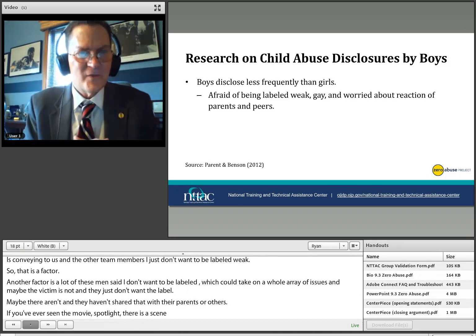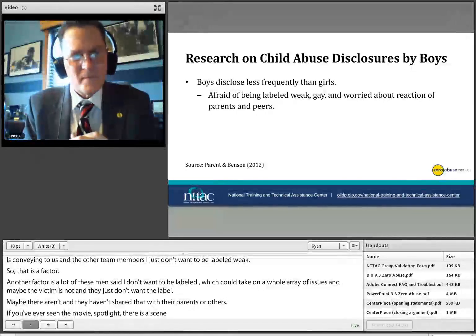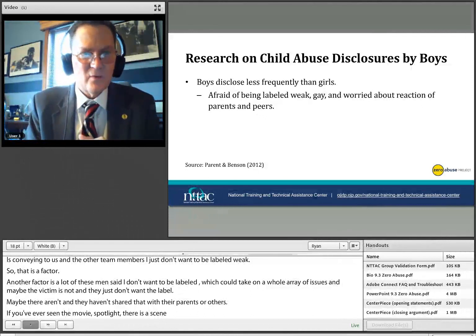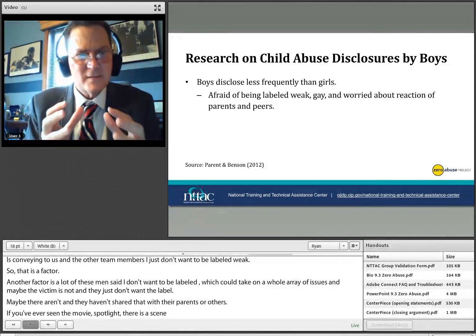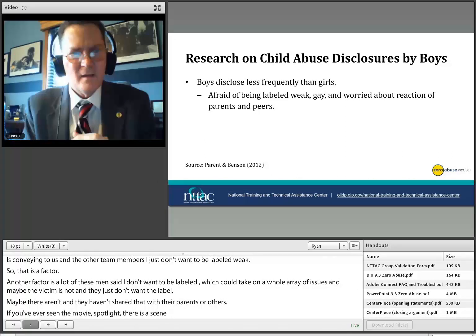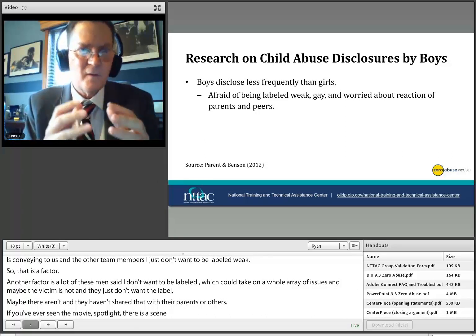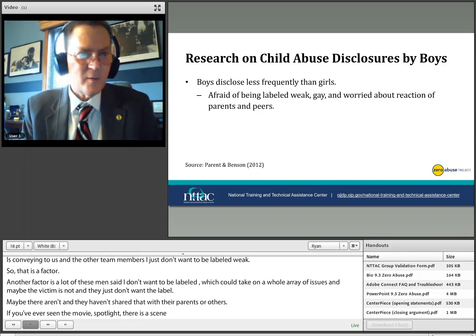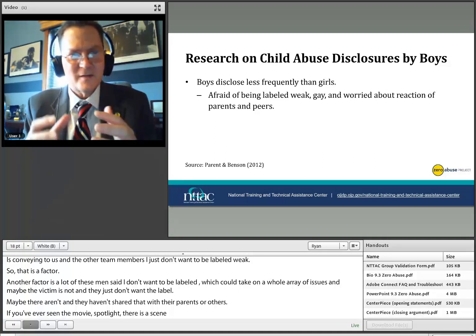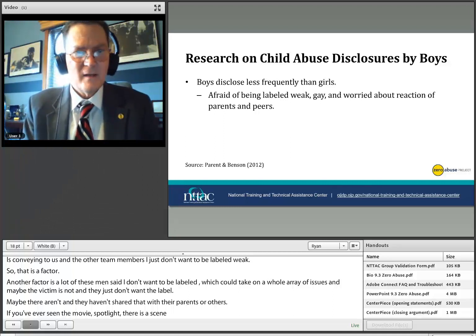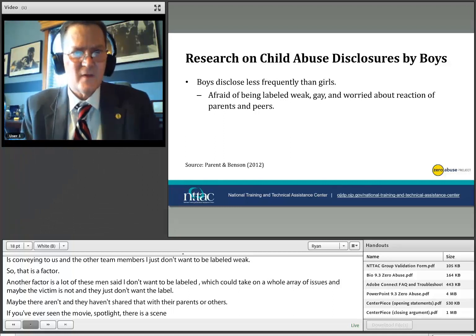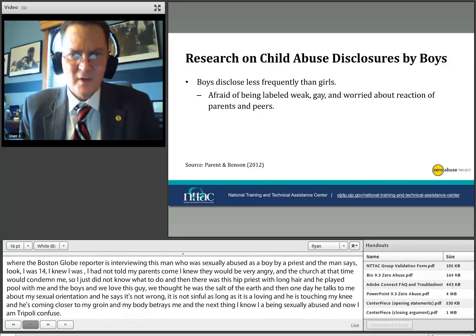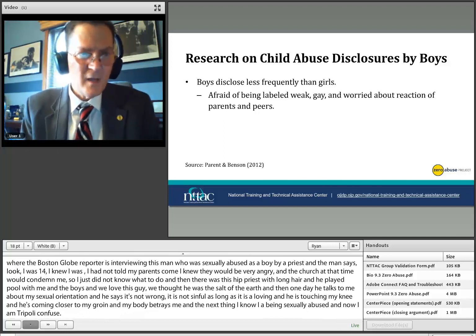And then there was this hip priest with long hair, and he played pool with me and the boys, and we loved this guy. We thought he was the salt of the earth. And then one day he talks to me about my sexual orientation, and he says it's not wrong, it's not sinful as long as it's loving, and he is touching my knee, and then he's coming closer to my groin, then my body betrays me, and the next thing I know I'm being sexually abused. And now I'm triply confused. I already didn't know how to talk about my orientation with others, and now my first sexual experience is at the hands of a godly figure who my parents adore. I think I better keep my mouth shut.